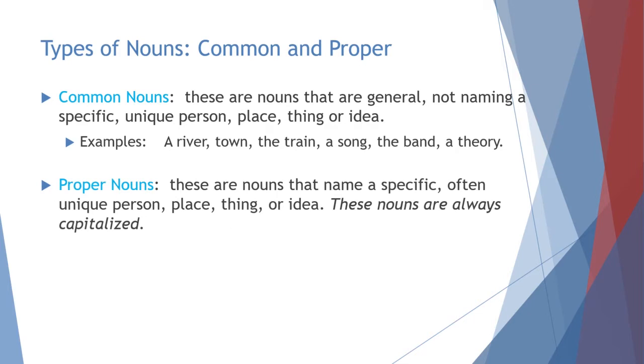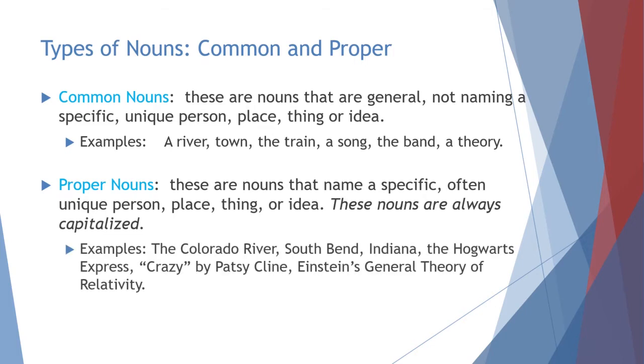Proper nouns name a specific and often unique person, place, thing, or idea. These nouns are always capitalized. The Colorado River, South Bend, Indiana, the Hogwarts Express, Crazy by Patsy Cline, Einstein's general theory of relativity. All these are specific and unique nouns.